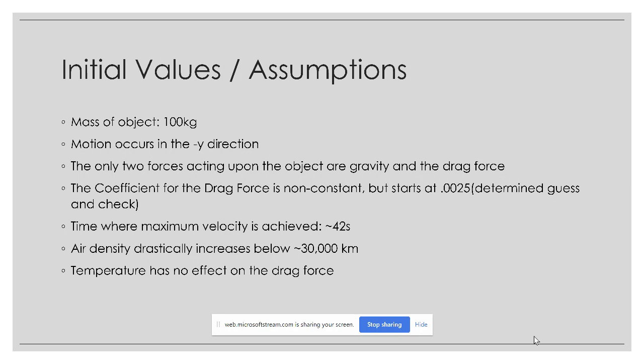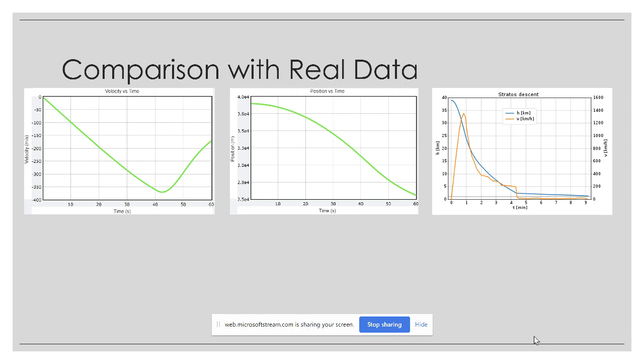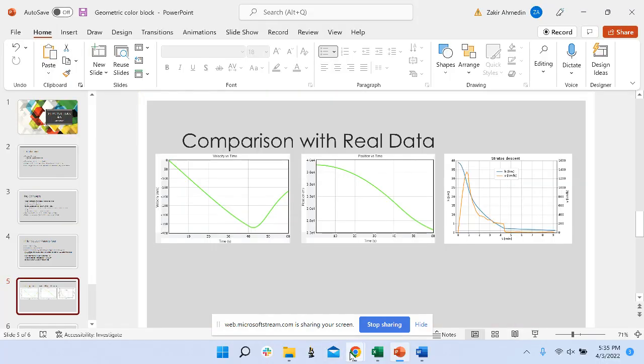The time where the maximum velocity is achieved is roughly 42 seconds, and this was a value taken from the Red Bull Stratos data, so the actual experimental data. I also stated that air density drastically increases below 30,000 meters, and that temperature has no effect on the drag force. So I can show you the GlowScript code actually.